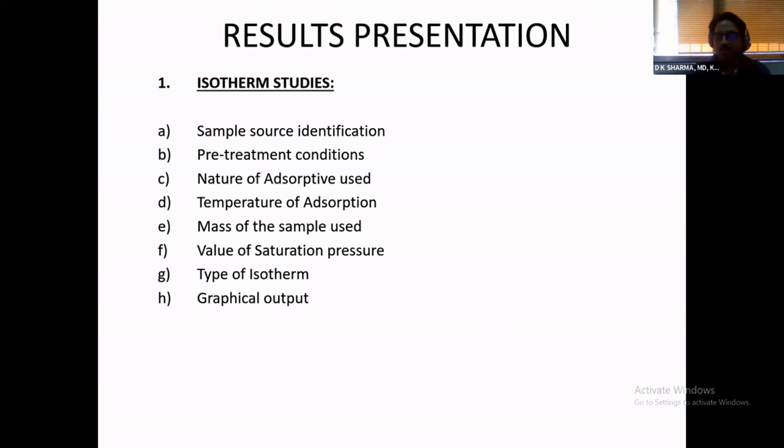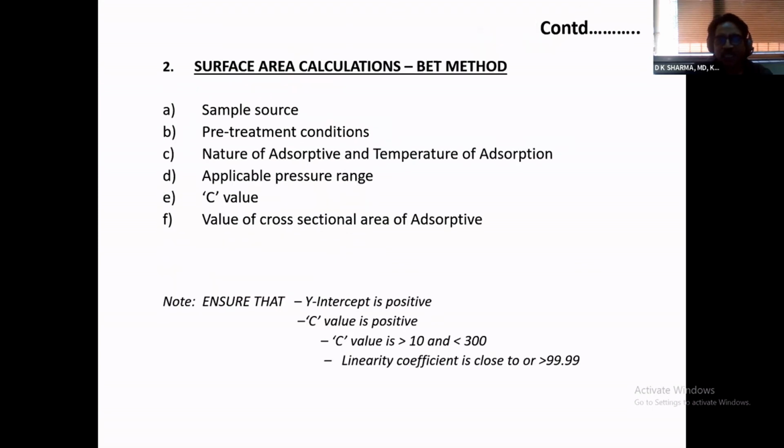Well, you will have these slides for future reference. But IUPAC, which everybody wants to follow, everybody does follow, also insists that while presenting your gas adsorption data, you must mention all these things. For surface area calculations, these things should be mentioned.